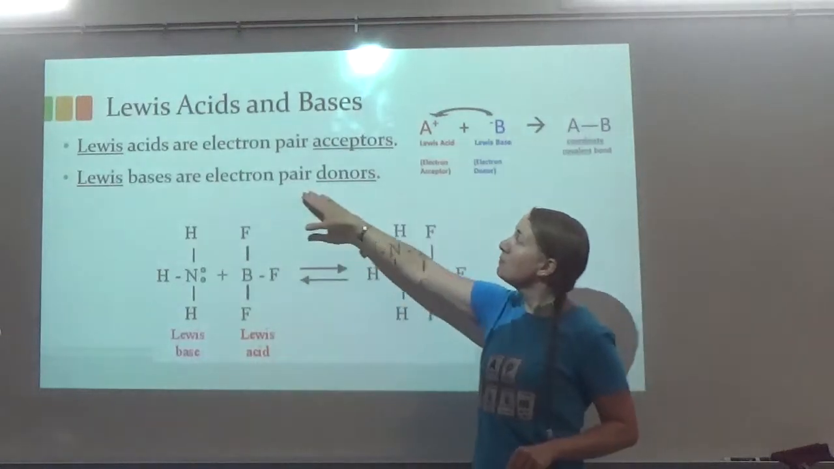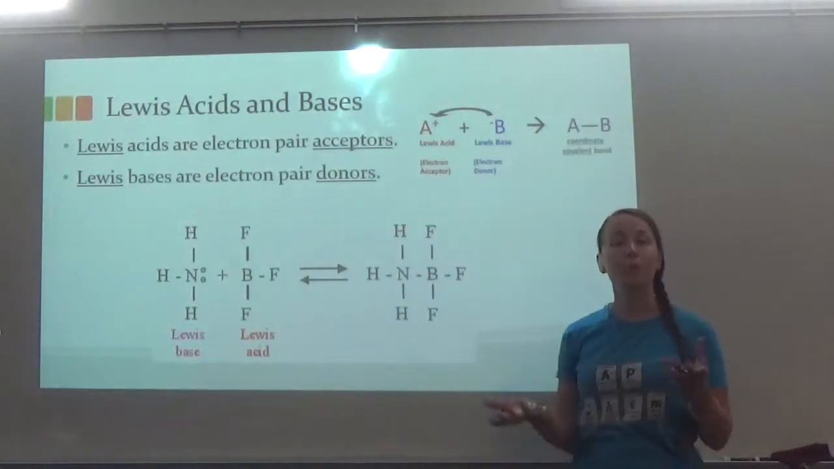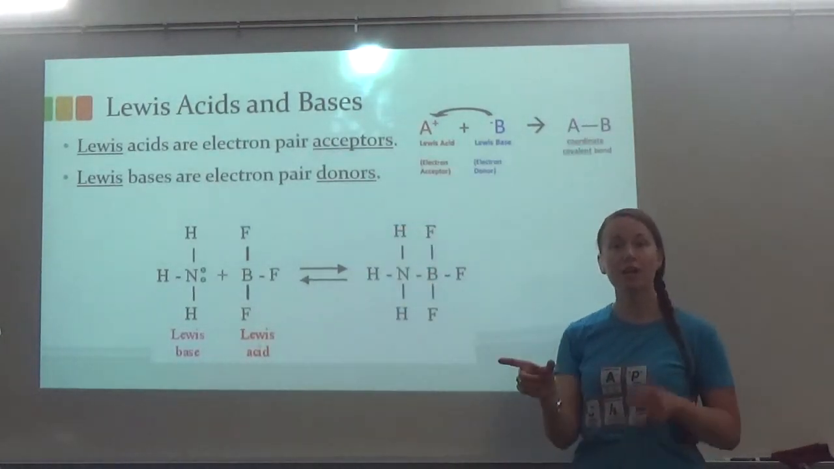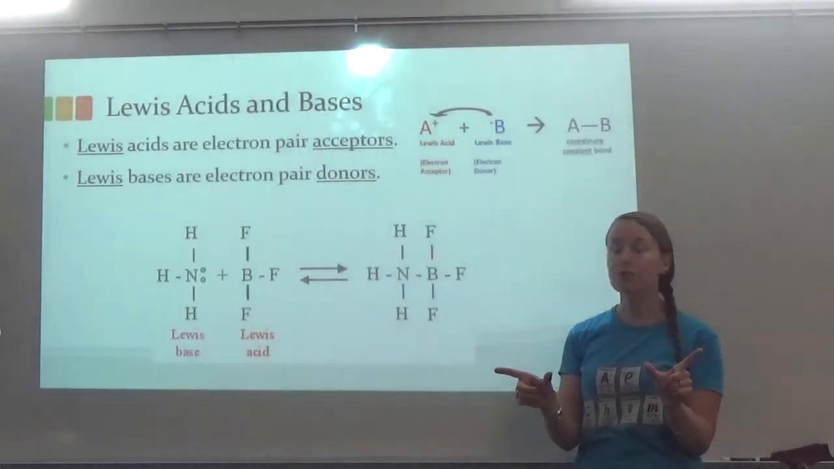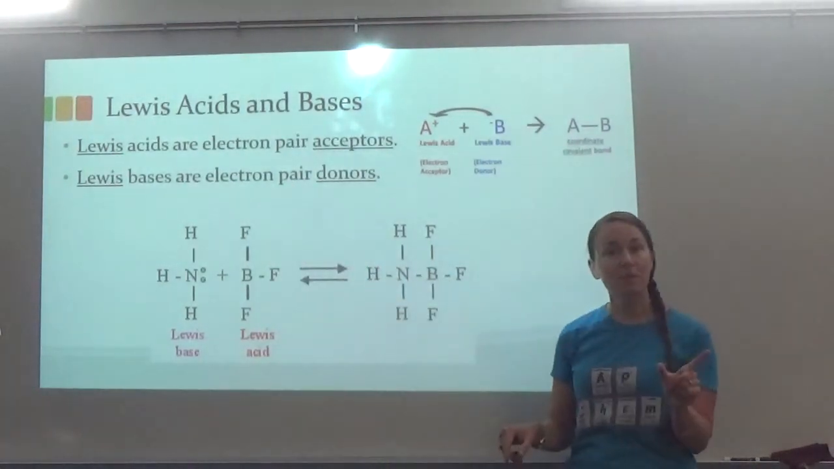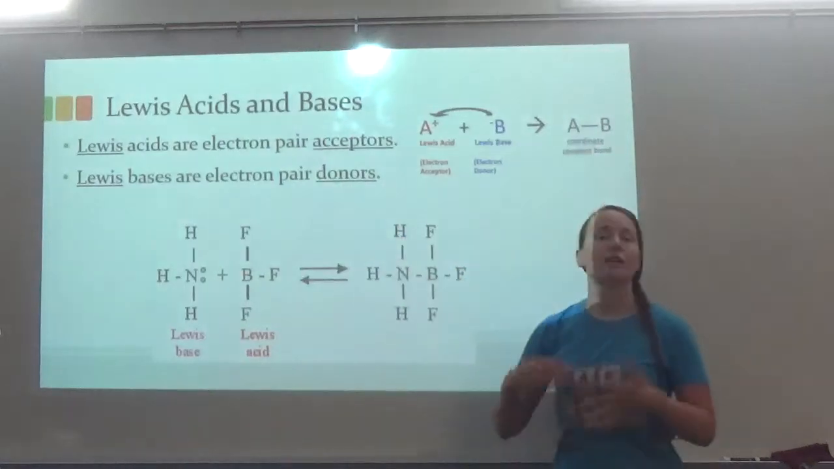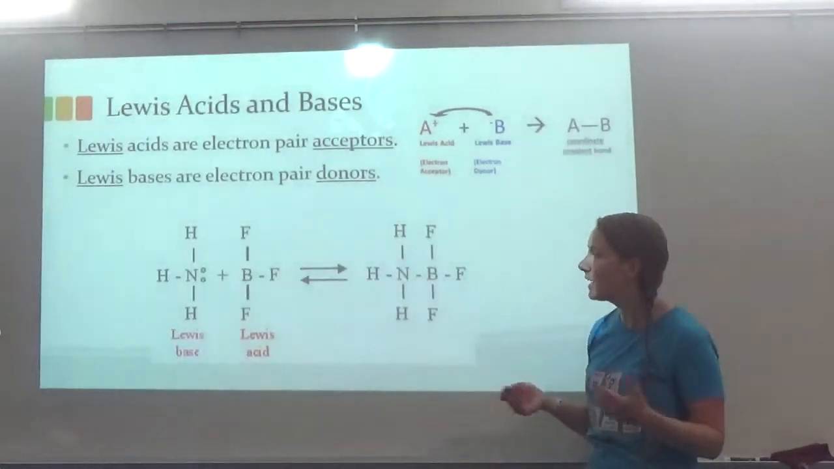And so then a Lewis base is an electron pair donor. Well, a Bronsted-Lowry base is a proton acceptor. What's the opposite of proton? Electron pair. What's the opposite of acceptor? Donor. So you can maybe do that and that'll help a little bit.